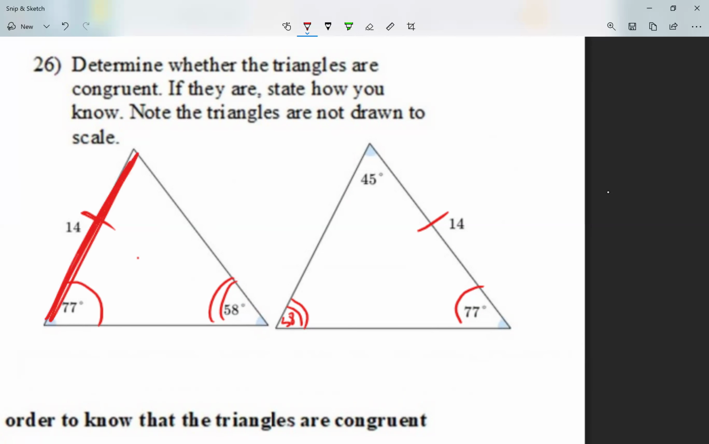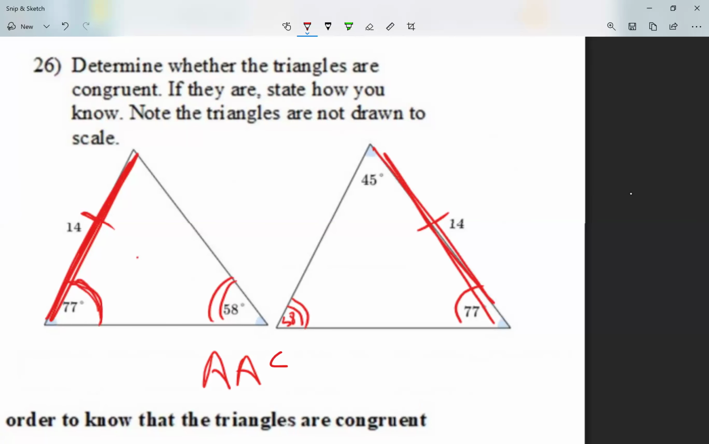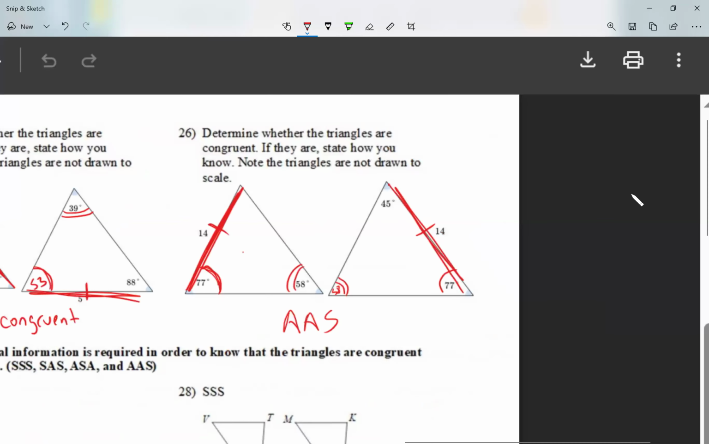This side right here touches the 77 degrees. Good. This side right here, 77 degrees. So I'm going to call this. I see that I have two angles, but the side is not in between. So I'm going to call that angle side. Side angle is fine. Just two angles and the side is not in between.